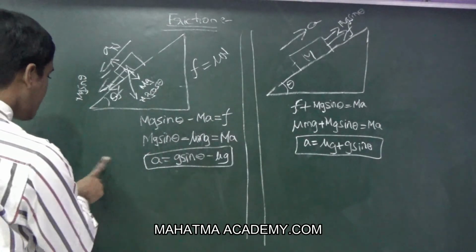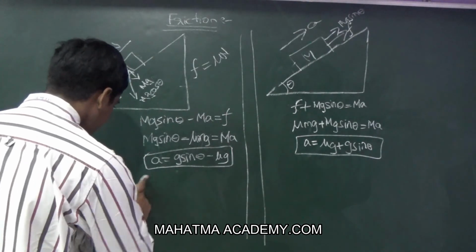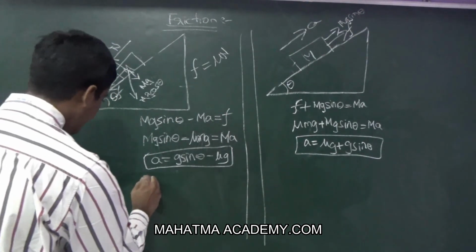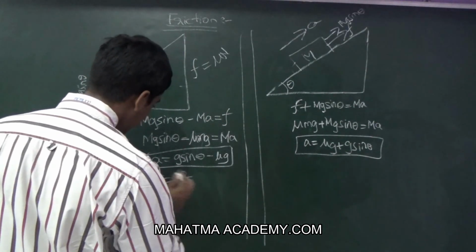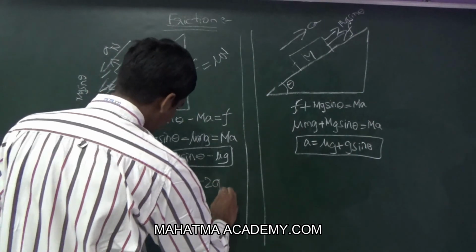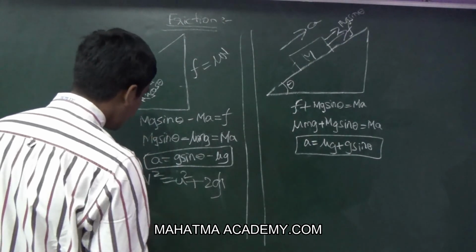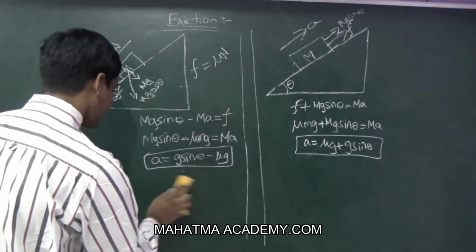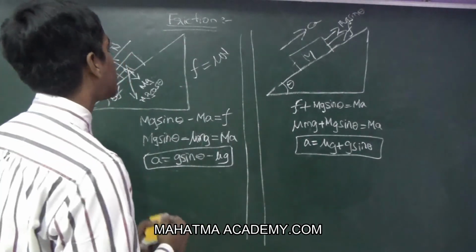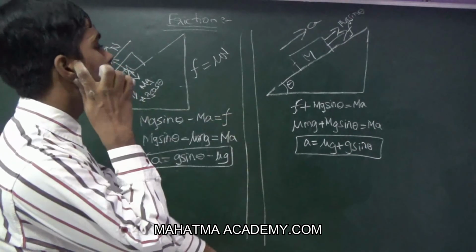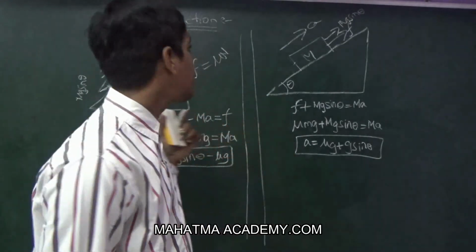Now if you use kinematical equations like v square is equal to u square plus 2as, you will get other terms. Sorry, here there is a mistake. So we have completed the friction topic.